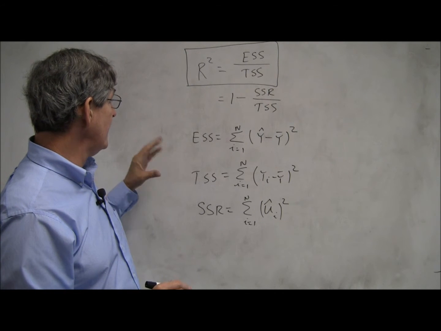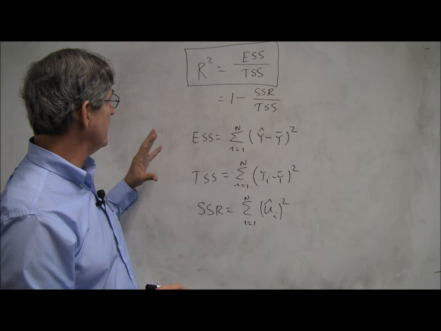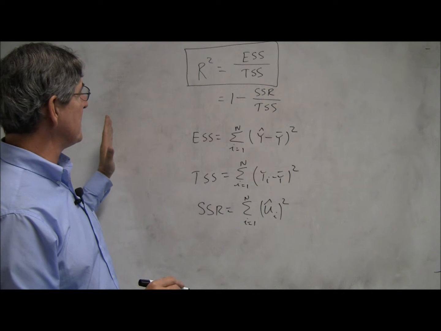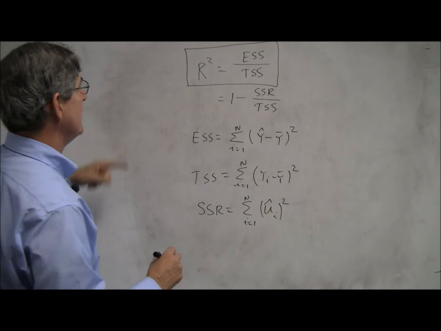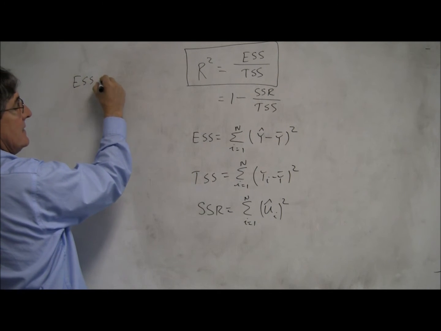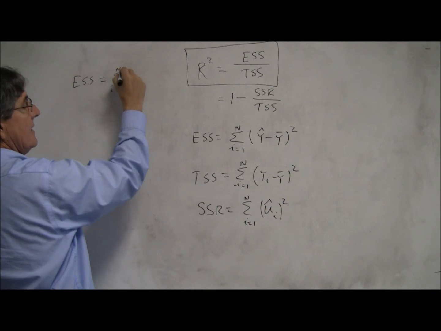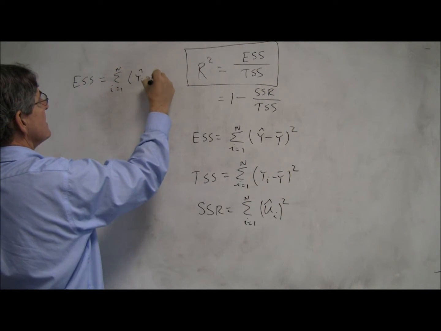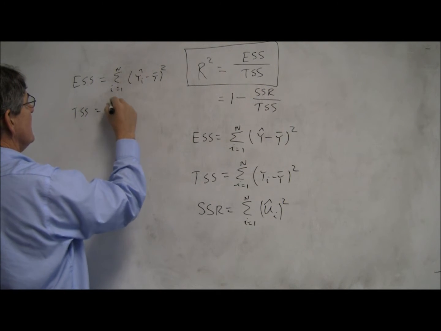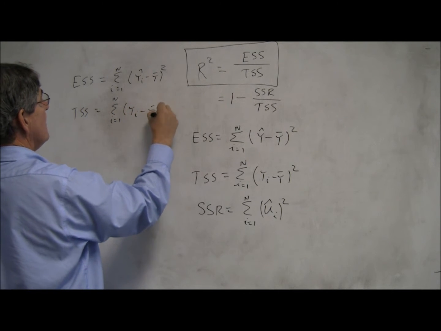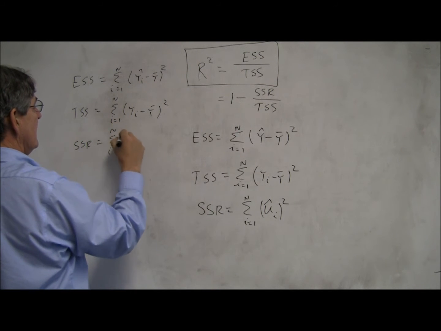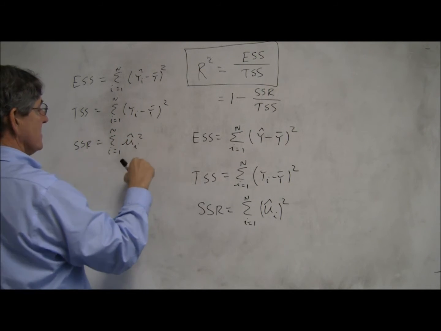Okay, let's see if we can get what these formulas are doing through a simple graph. I should have moved these over a little bit to leave more room for the graph. So let me just rewrite these things over here so we have them. ESS is the sum from i equals 1 to n of the y hat i minus y bar squared. TSS is the sum from i equals 1 to n of the yi minus y bar squared. And SSR is the sum from i equals 1 to n of the ui hat squared. So those are the residuals.